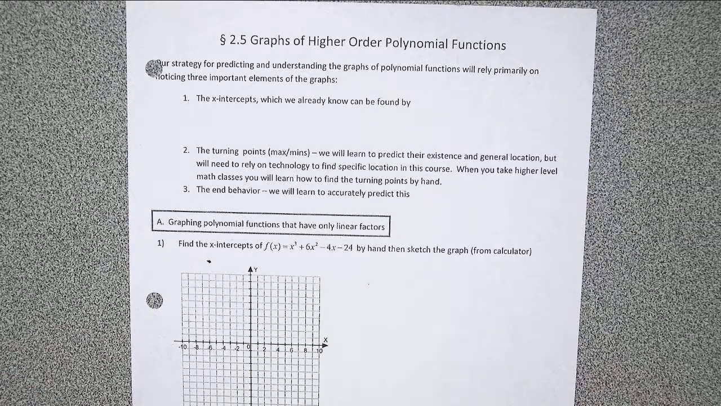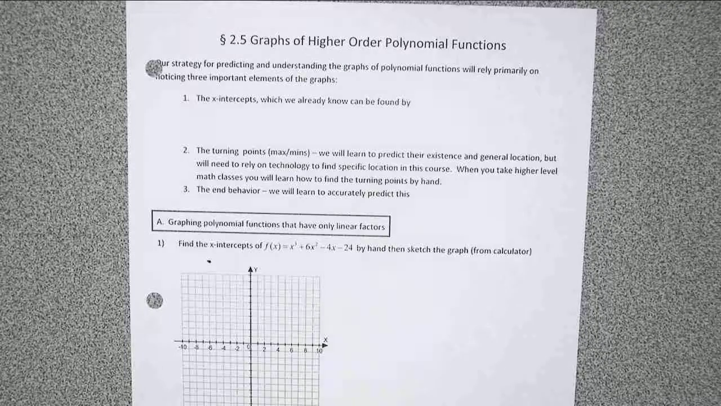This is Math 139, Section 2.5, starting in Part A. What we're going to be doing in this section is trying to figure out how we can use the equation of a polynomial function and make some predictions about its graph. We're still going to be needing to rely somewhat on the calculator at this stage.